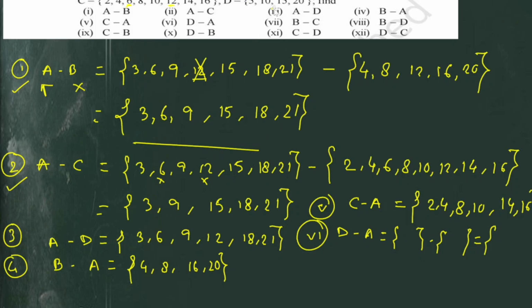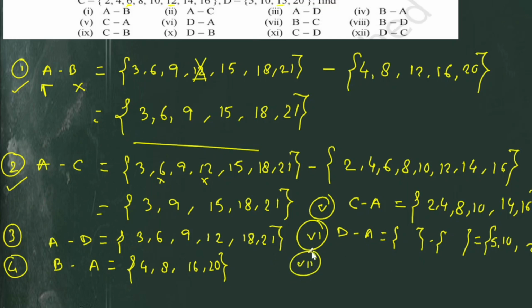So 3, is there any 3 in D? No. 6, is there any 6 in D? No. 9, is there any 9 in D? No. 12, no. 15, yes. So you should remove this one. 18 no, 21 no. So we'll get 5 comma 10 comma 20. Okay, this is the value of D minus A.